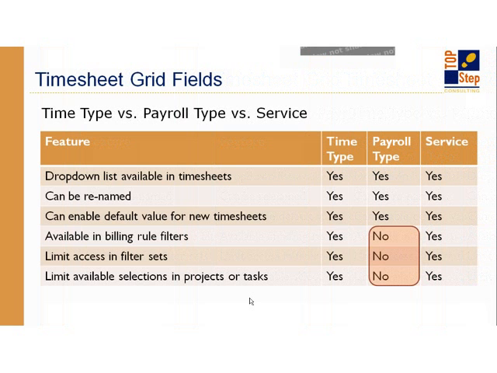If you're not already doing that, you can use service in the exact same way time type and payroll type work. You can display it on the timesheet grid. You can have the user select it, and it works just like a time type in that case. So you can make it available in billing rule filters, filter sets, and you can limit it by project or task. So there's really no difference if you decide to use it that way.